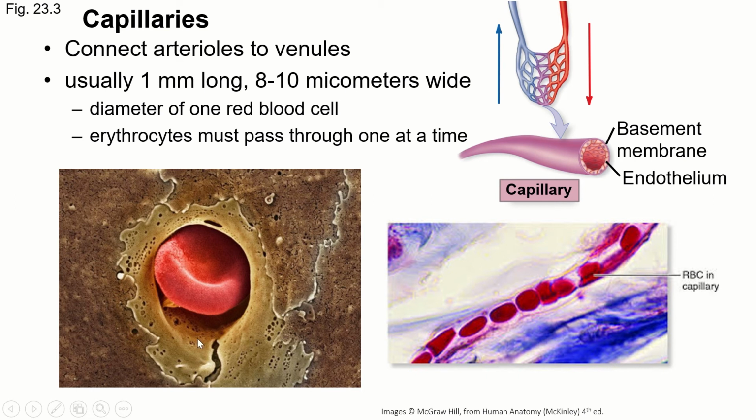So they're about the size of a red blood cell. Here's an electron micrograph of a red blood cell, obviously colored, going through a capillary here, okay? So erythrocytes, the red blood cells, have to go through one at a time. And that means that the most surface area possible of the red blood cell hits the wall of the capillary to enable gas diffusion. So you can see that's really, really narrow and makes for very efficient gas diffusion, both in the lungs and at the tissues.